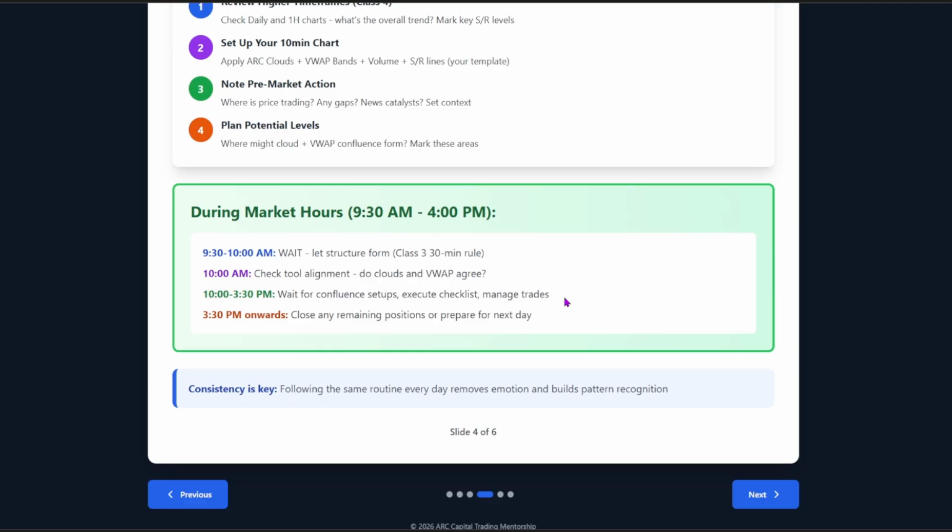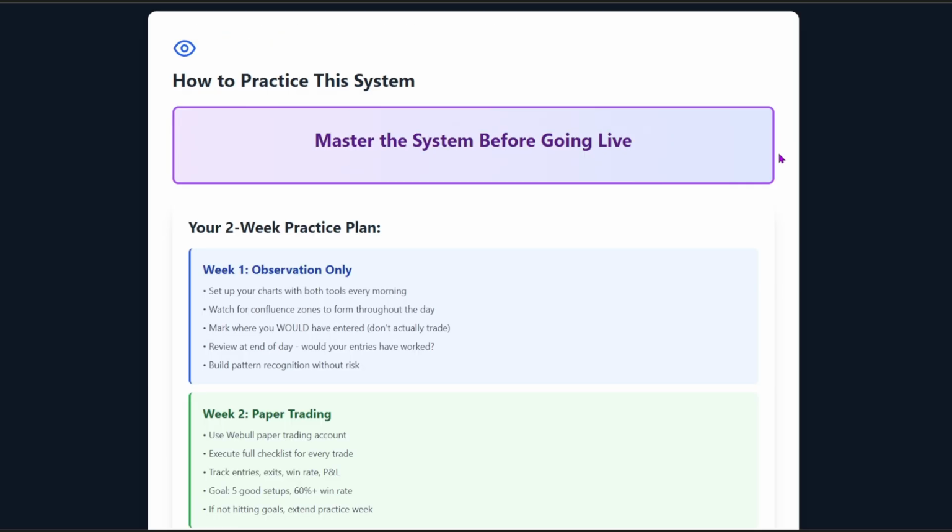Half of this stuff is pattern recognition, guys. How many times do you think you have to sit there and see the cloud come and test before you understand that is your entry zone? You don't need to be scared when the volume is matching up with that entry zone. Master the system before going live.